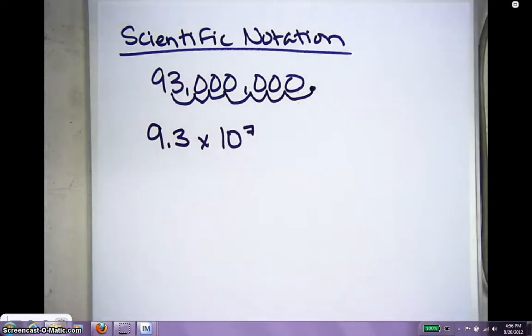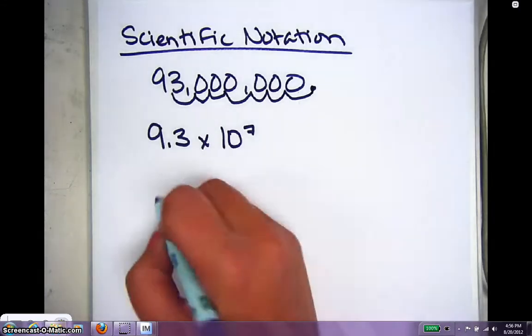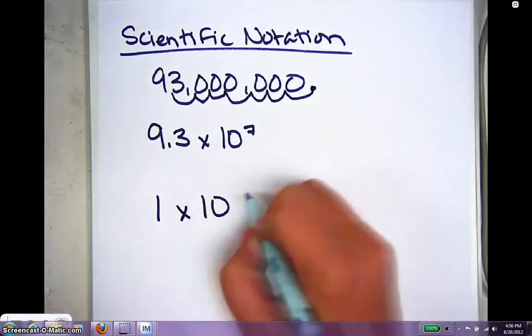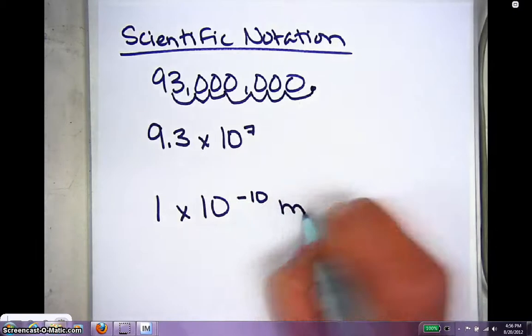Okay. Now we can also use an example of where we have a really, really extremely tiny number and we want to write it in scientific notation. So the size of an atom is 1 angstrom, which is 1 times 10 to the negative 10th. So that would be 1 times 10 to the negative 10th meters.